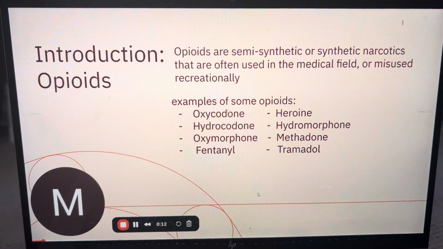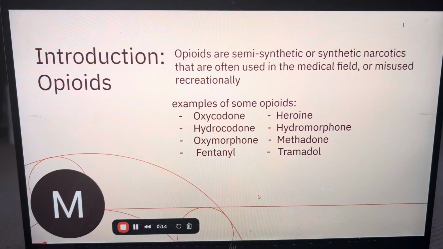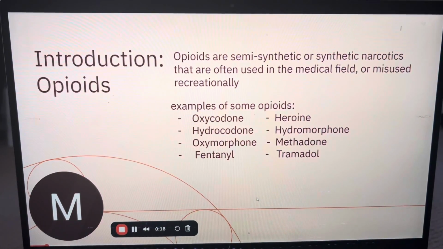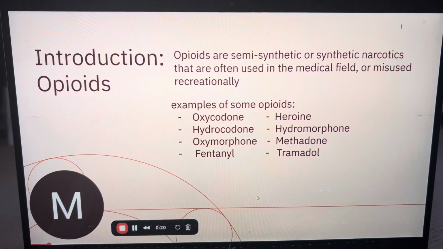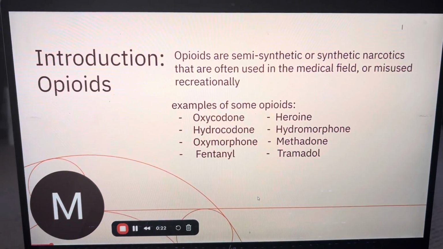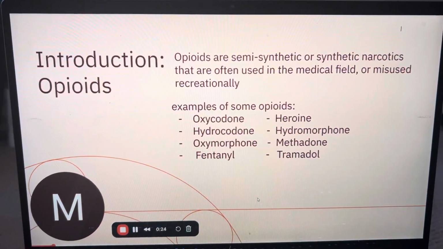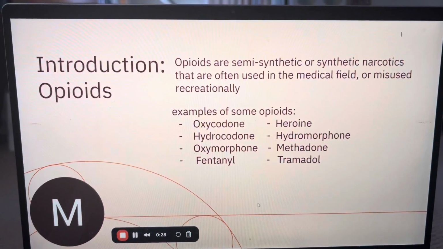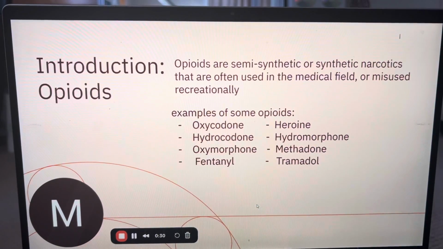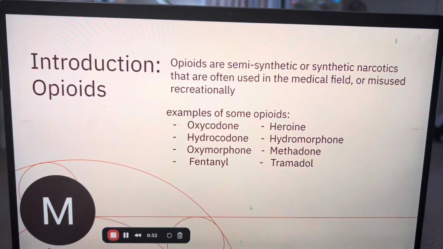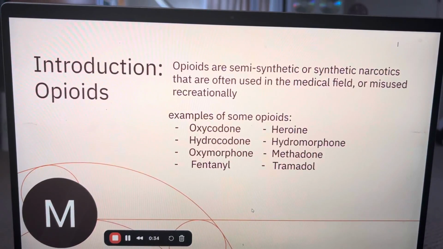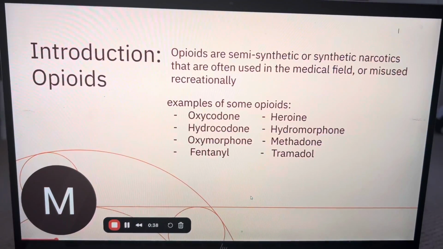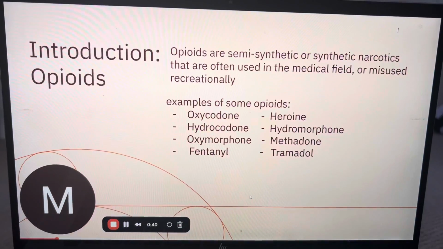So what are opioids? Opioids are semi-synthetic or synthetic narcotics that are often used in the medical field or misused recreationally. Opioids are similar to opiates except for the fact that opiates are derived from opium poppies and can be found naturally. Some examples of opioids include oxycodone, hydrocodone, oxymorphone, fentanyl, heroin, hydromorphone, methadone, and tramadol.